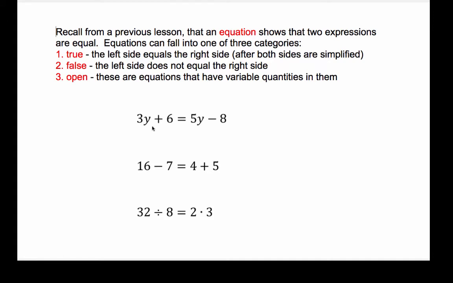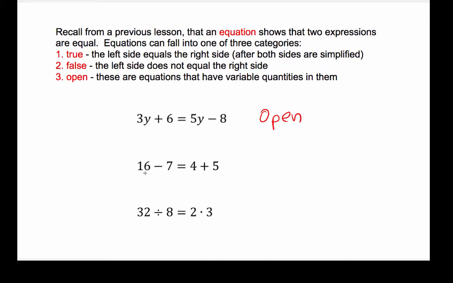So my first example, 3y plus 6 equals 5y minus 8. That's what we call an open equation. It's open because we don't know if it's true or false because we don't know what y is. If we were given a value of y to test, then we could say whether it's true or false based on the value of y.